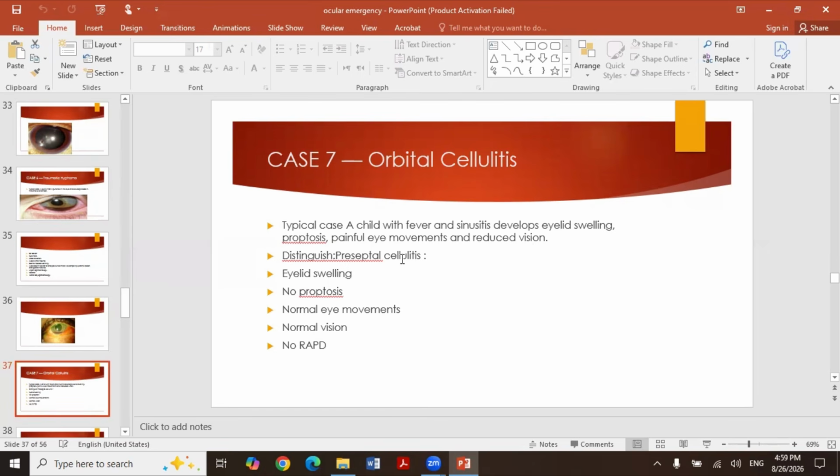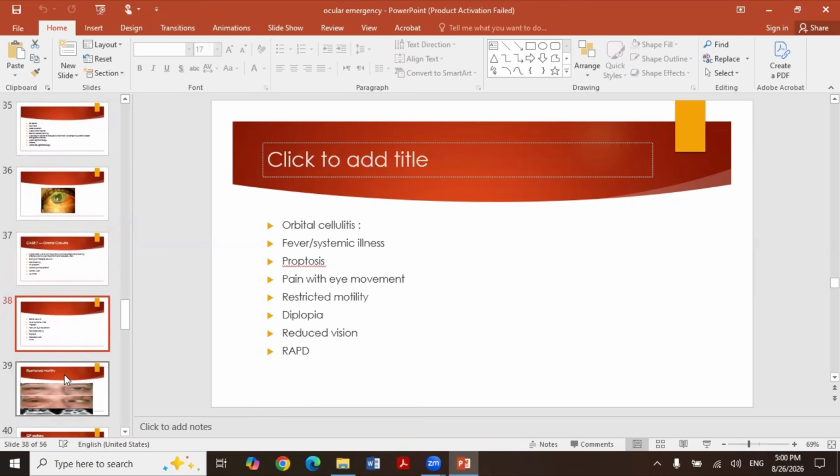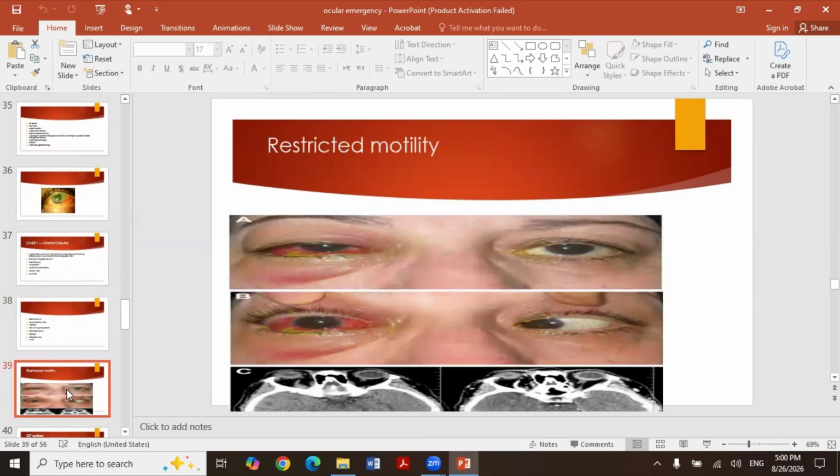And how do we distinguish preseptal cellulitis from orbital cellulitis? In preseptal cellulitis, there is eyelid swelling, but there is no proptosis. When the patient moves the eye, it's normal eye movement. There is normal visual acuity, and if we check the pupil, there is no relative afferent pupillary defect. In orbital cellulitis, it's the opposite. Mostly there is fever, systemic illness, proptosis, pain when he moves the eye, restricted motility, diplopia, reduced vision, and if you check the pupil, there is a relative afferent pupillary defect.